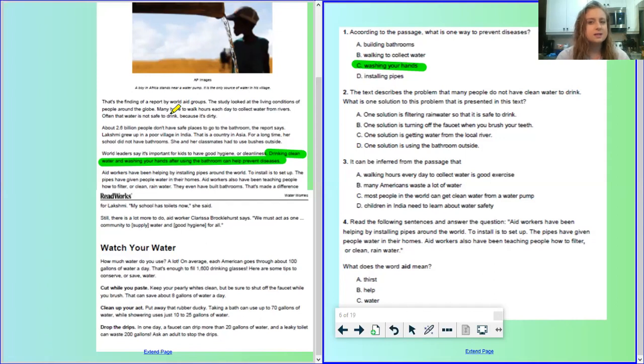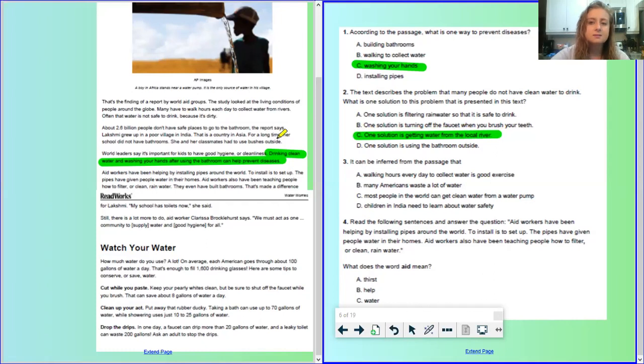So shutting off water is not going to help anybody get clean drinking water. Using the bathroom outside doesn't work. Let's go back into the story. About 2.6 billion people do not have a safe place to go to the bathroom. The report says, okay, that's not it. Study looked at living conditions of people around the globe. Many people have to walk hours each day to collect water from rivers. Often the water is not safe to drink because it's dirty. So it says one solution is getting water from a local river.